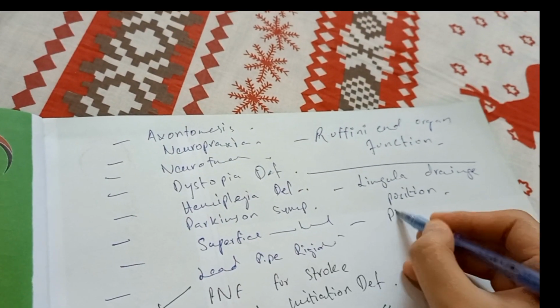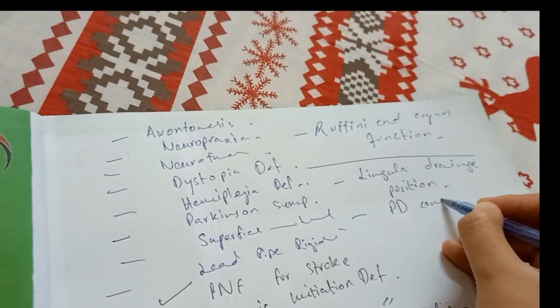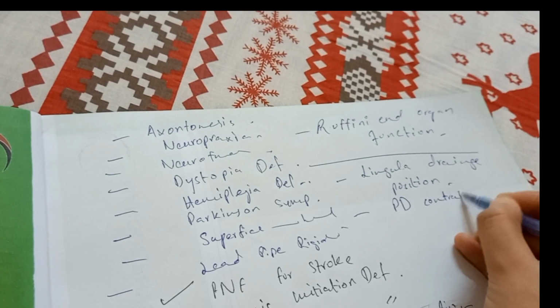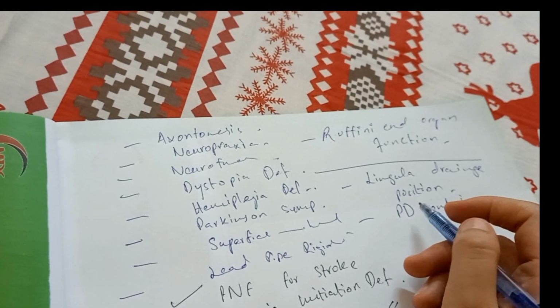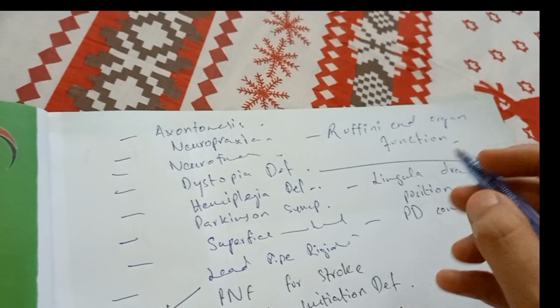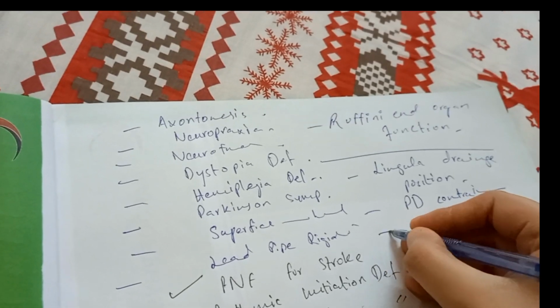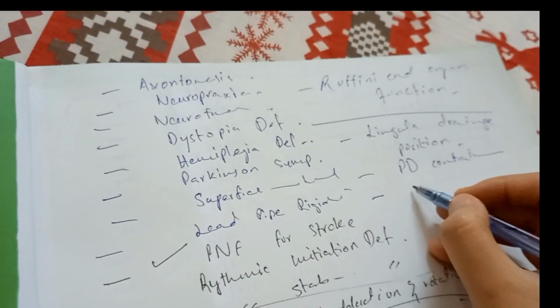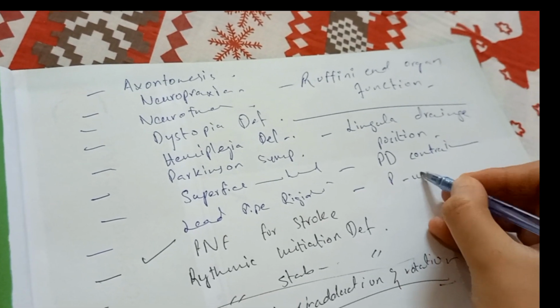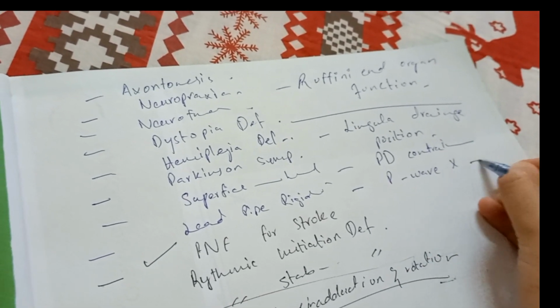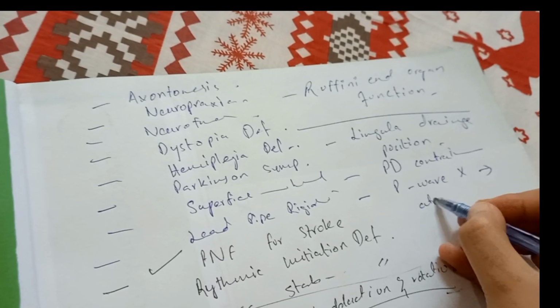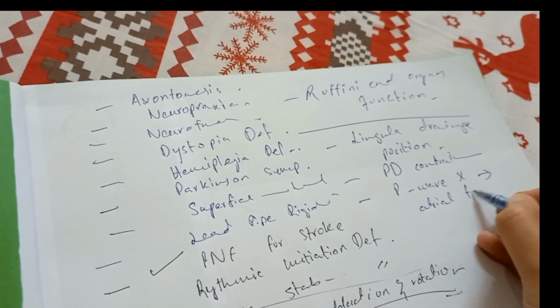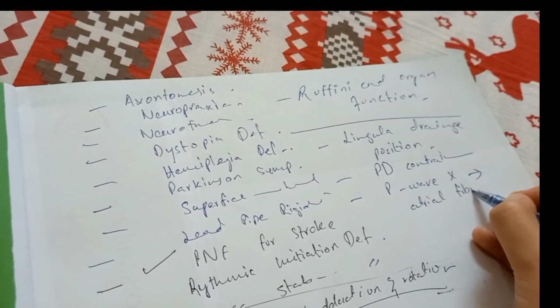PD contraindication. PD contraindicated in cor pulmonale. Not sure, she wasn't sure about the answer. Absence of P wave. Absence of P wave is in atrial fibrillation. This is from cardiopulmonary.